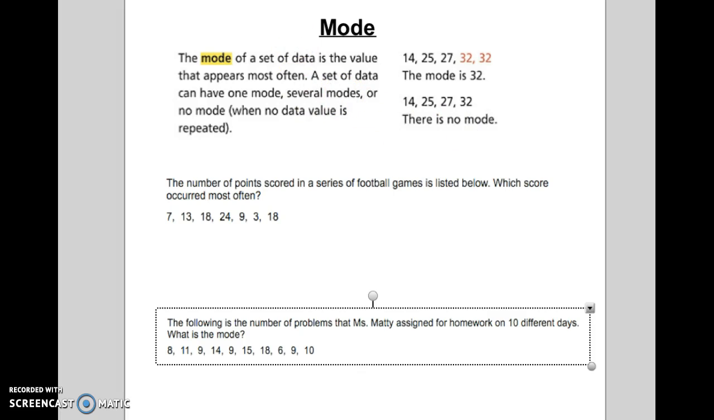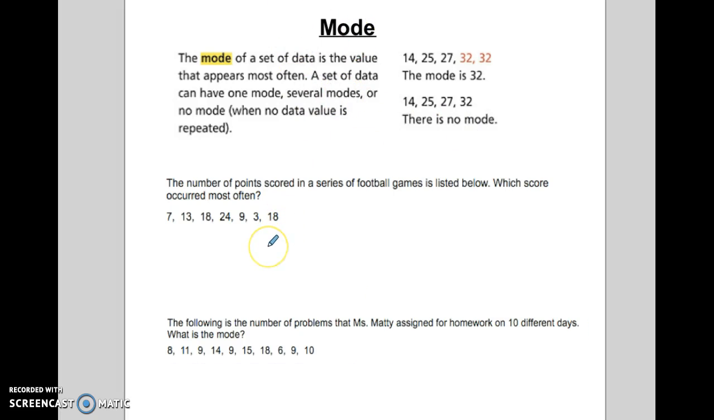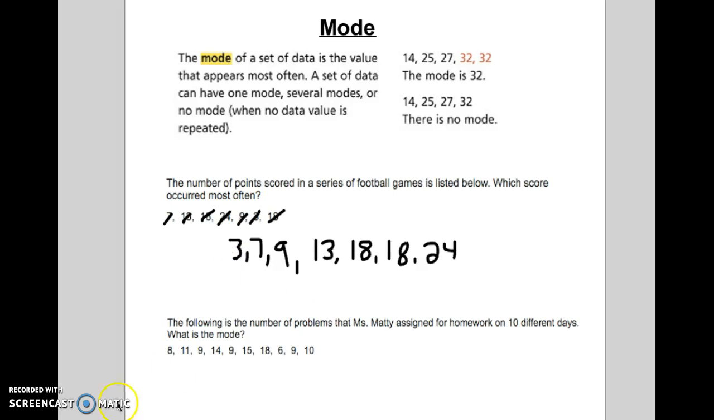So let's go ahead and read and try this problem. It says the number of points scored in a series of football games is listed below. Which score occurs the most often? Or the mode. So again, I list them from smallest to greatest. I'm going to pause and list them out for you. All right, so when I look at my list from smallest to greatest, I want to find the number that's repeated the most. So I look at my data. 18 is repeated twice. So this 18 is my mode, the number that's repeated the most.